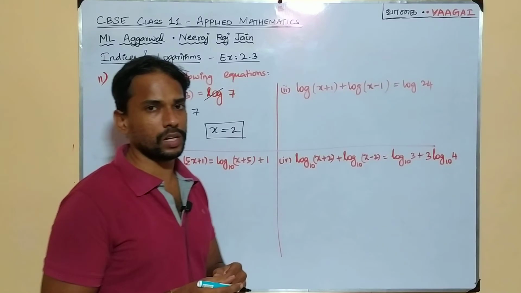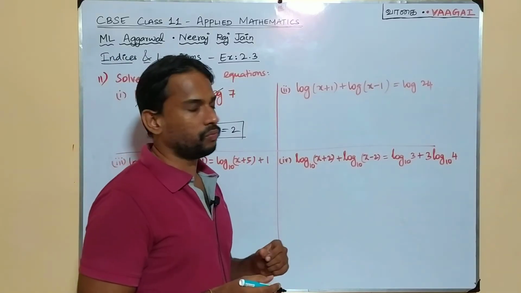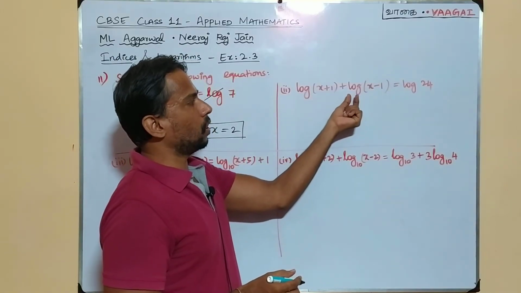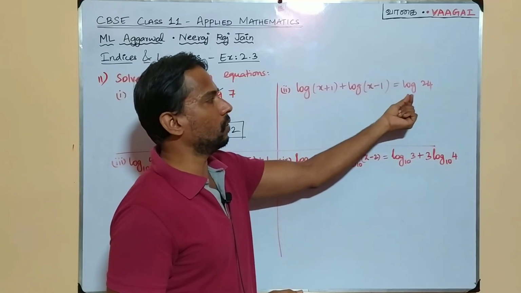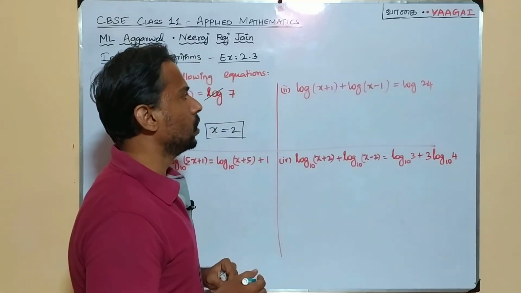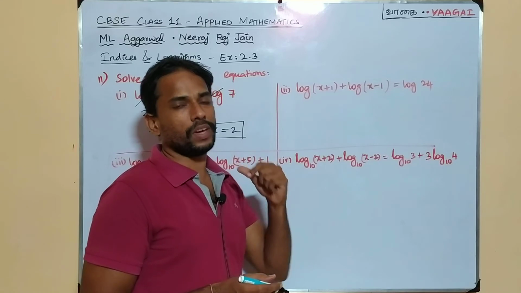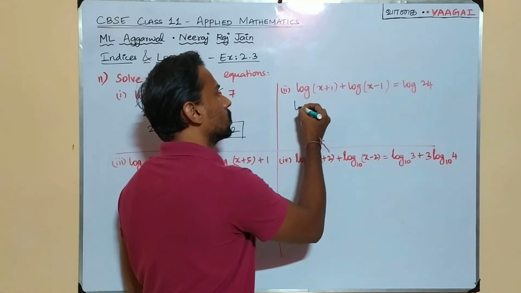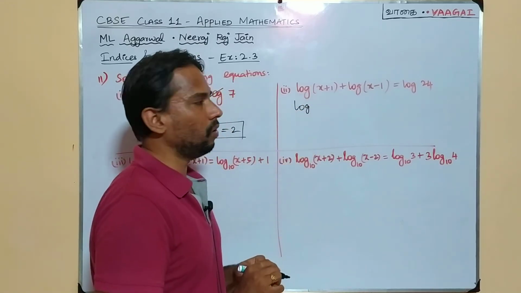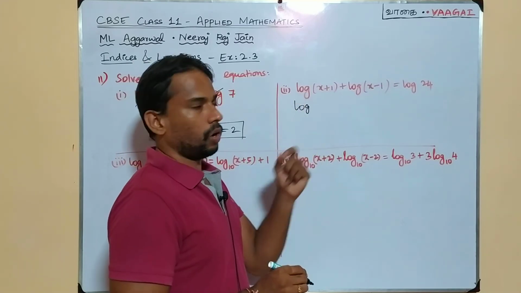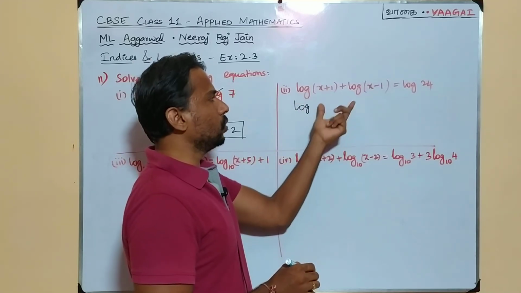Moving to the second subdivision, here also we have log of x plus 1 plus log of x minus 1 is equal to log of 24. Now if you see the left hand side, we can use the product rule. So we'll use the product rule. We have one single log, we'll take it as a single log. So log of, we'll use product rule.